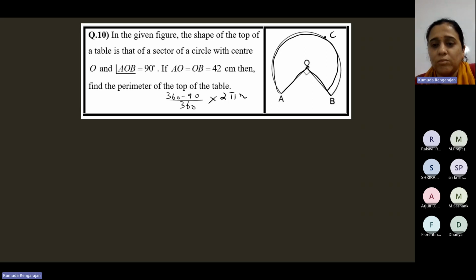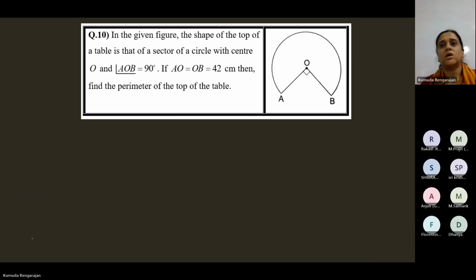So you start from O. You'll walk along the path OA, which is the radius. Then you'll walk along the major arc ACB. Then you'll walk along the path BO and you'll come back to the starting point. Perimeter is all about going along the boundary, you start from a point, you walk along the boundary and come back to the starting point. You should not cross over, you should not get inside the figure.